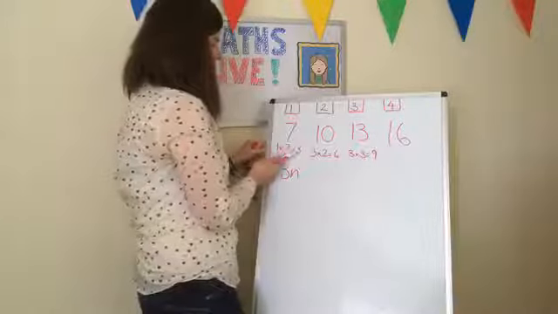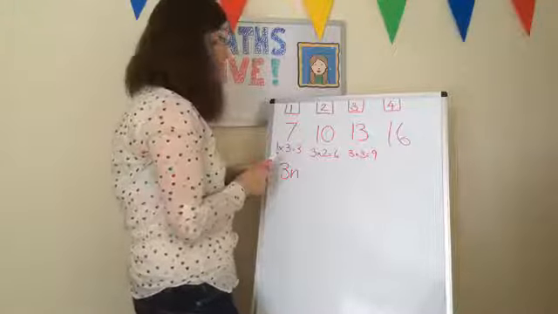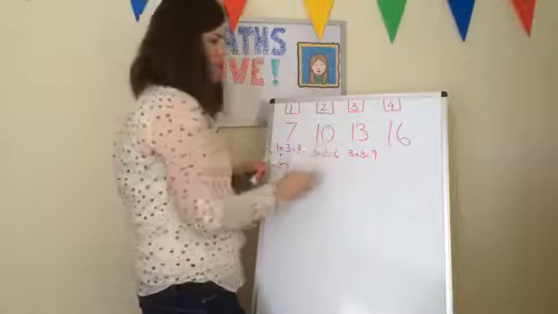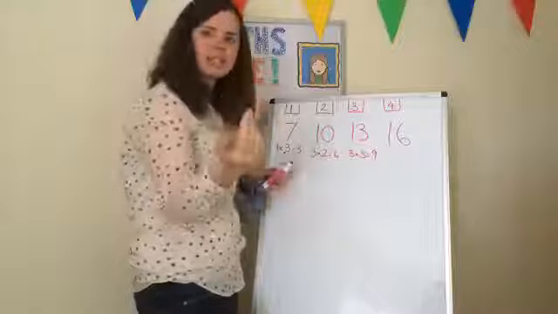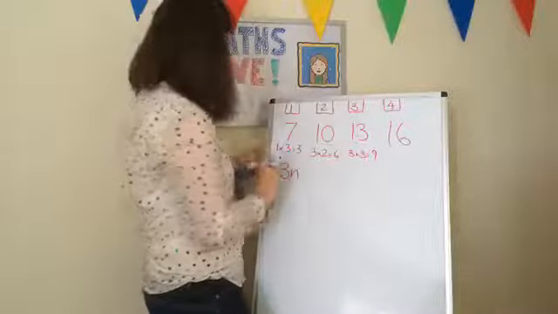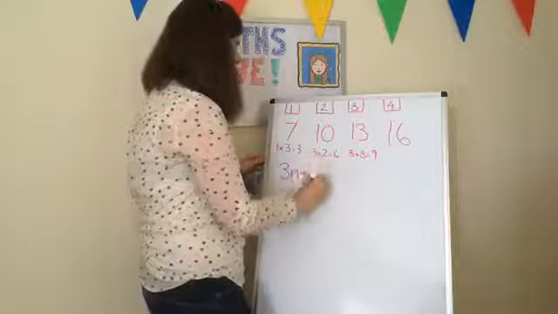So we're at 3, we need to get 7. 3, 4, 5, 6, 7. So we've added 4. We're at 6, we need to get 10. 6, 7, 8, 9, 10. Oh, we've added 4 again. Let's check it. 9, 10, 11, 12, 13. So it's 3n plus 4.